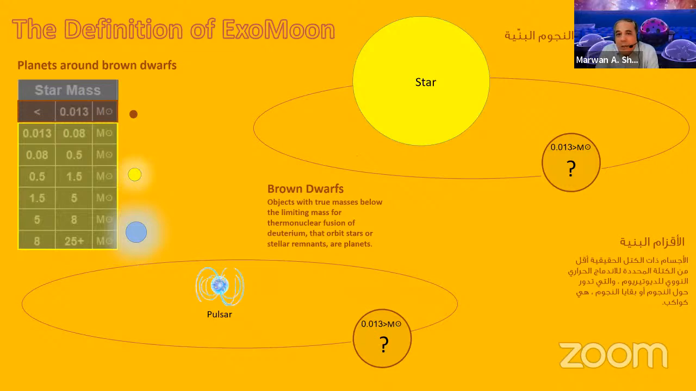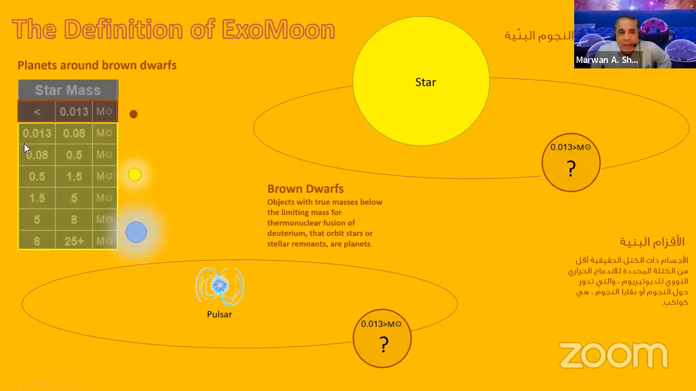Okay. So what is the definition? The definition of a planet. Also, we have to define a planet before announcing that we have discovered a moon. Why? Because some planets actually come at the limit of being a star or a planet. So we have to define what a planet is.